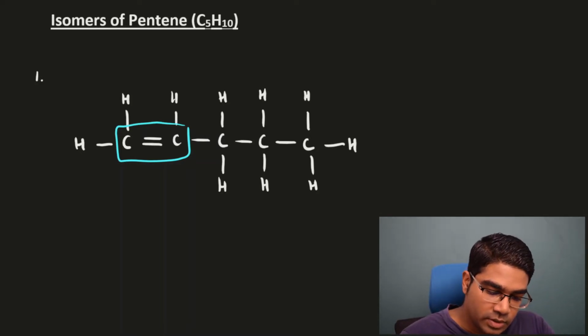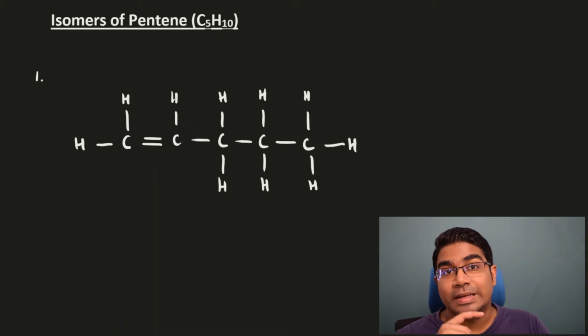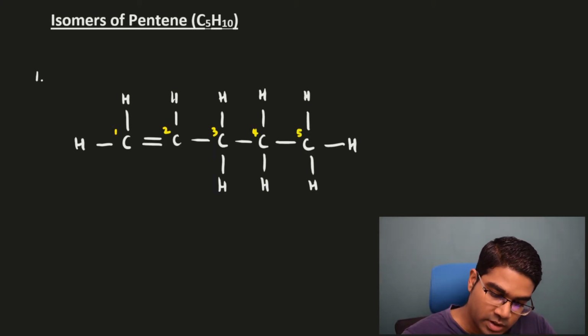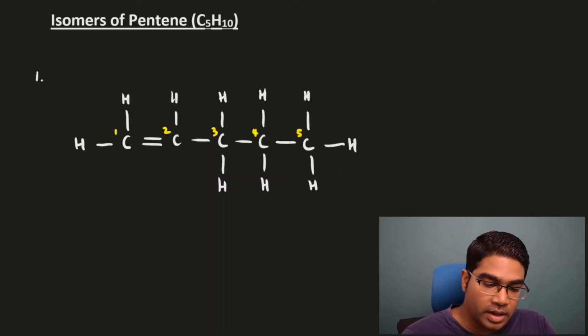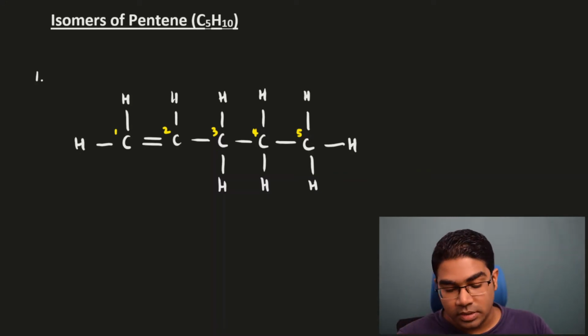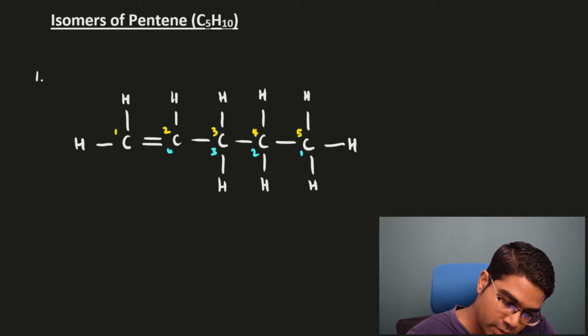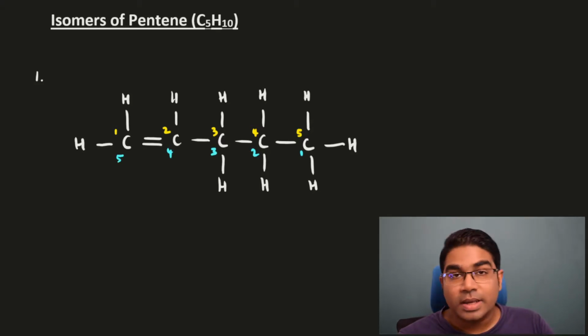So the first thing that we do here is label the carbon. Here we can start from the left or the right. So we will have 1, 2, 3, 4, 5. So we are going to number the carbon. And then we can also start from the right. 1, 2, 3, 4, 5. Now, why is this so?